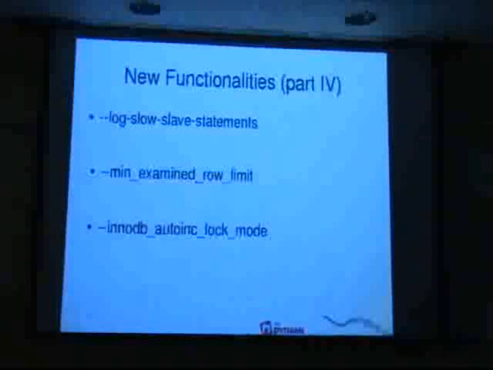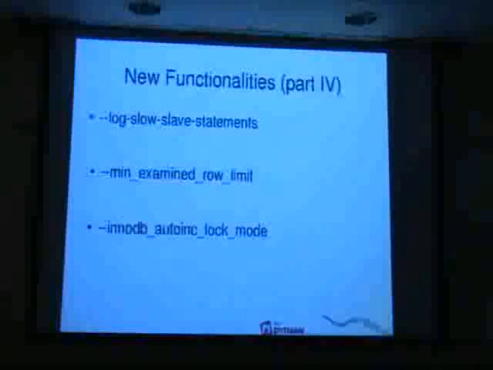New functionalities: log slow slave statements, pretty useful. Minimum examined row limit, so you can say only log in the slow query log when it has examined at least this many rows. So that helps with log queries not using indexes. You can say log queries not using indexes, but if a query on a 100-row table didn't use an index, I don't care. Show me if a query did a full scan of a 1 million row table. That's what I care about.